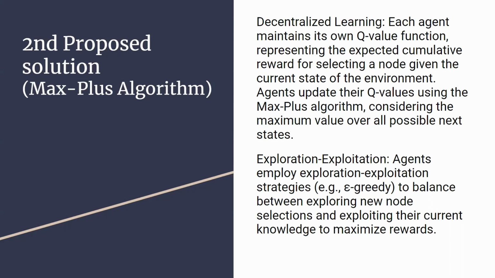Exploration exploitation comes as the next step. Agents employ exploration exploitation strategies; say we can use epsilon greedy. So let's say we find an optimal action Ai star for an agent Ai, then we can choose it with epsilon probability, and we cannot choose it with 1 minus epsilon probability. We can use this epsilon greedy algorithm to allow our agent to explore more options which are not chosen yet, so as to balance between exploring new node selections and exploiting the current knowledge to maximize rewards.